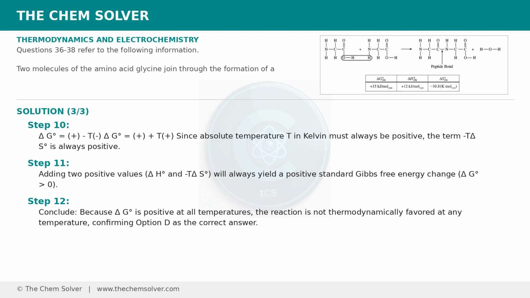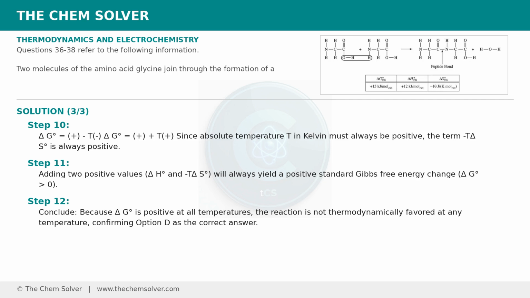Since absolute temperature T in Kelvin must always be positive, the term minus T delta S degrees is always positive. Adding two positive values, delta H degrees and minus T delta S degrees, will always yield a positive standard Gibbs free energy change, delta G degrees greater than 0.